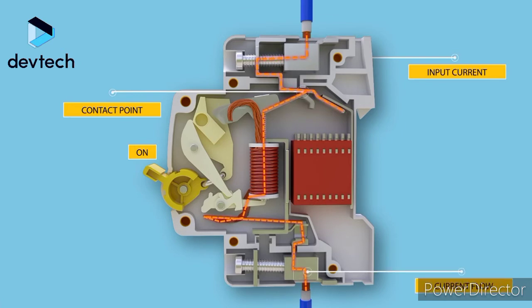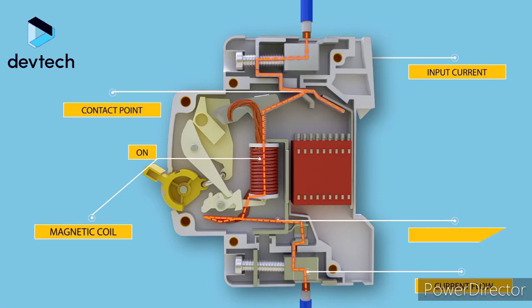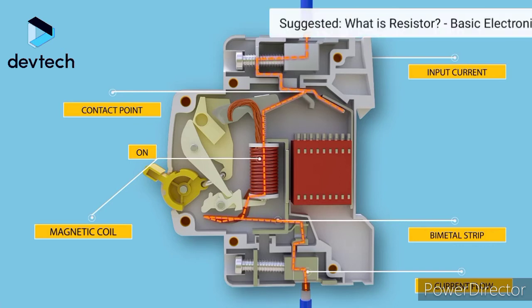The electric current carrying path is shown in the animation. First the incoming terminal, then the contact point of moving and fixed contacts, then the magnetic coil, then the bimetallic strip, then the outgoing terminal. All are arranged in series.